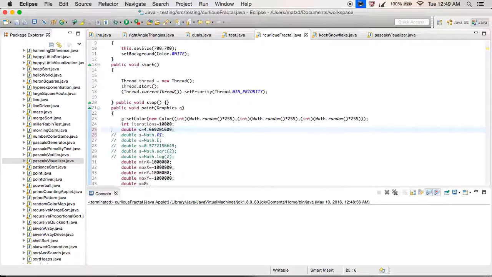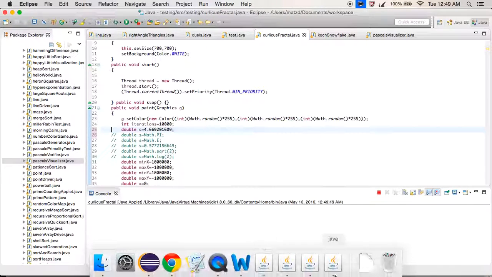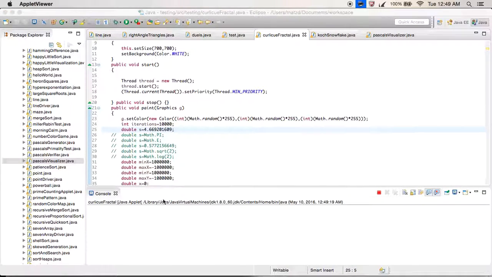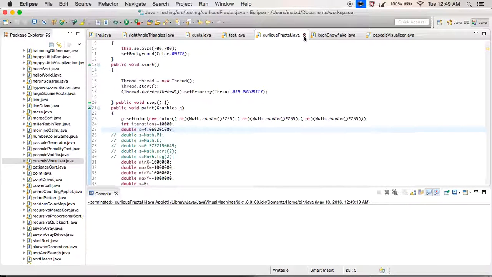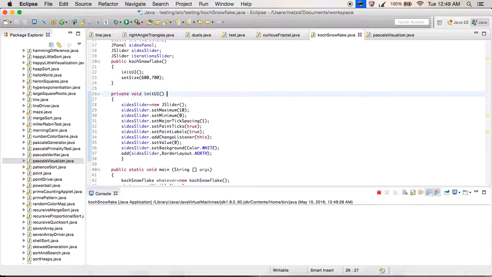but yeah, depending on the s value, you get a different fractal. And so the Koch Snowflake, the next one, is pretty interesting.